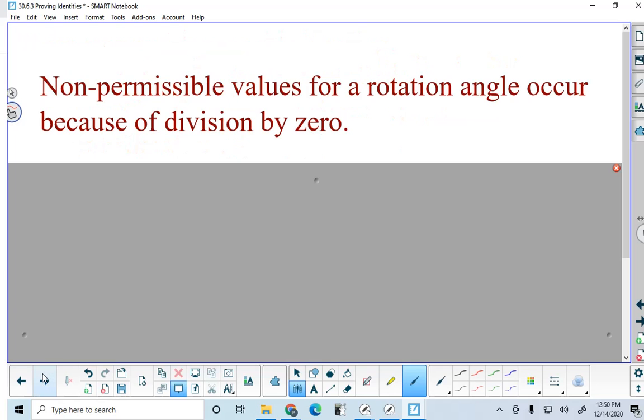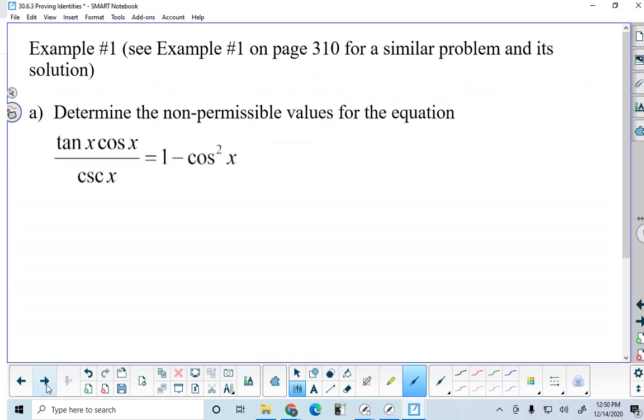Now, in all of the examples that we're going to be dealing with, there is in your note package a reference to a similar example in your textbook. Because some students really struggle with this, my example 1 is similar to the example 1 in the textbook. So at the end of this lesson, if you don't understand one of these 4 examples, you can go try some of the other examples in your textbook.